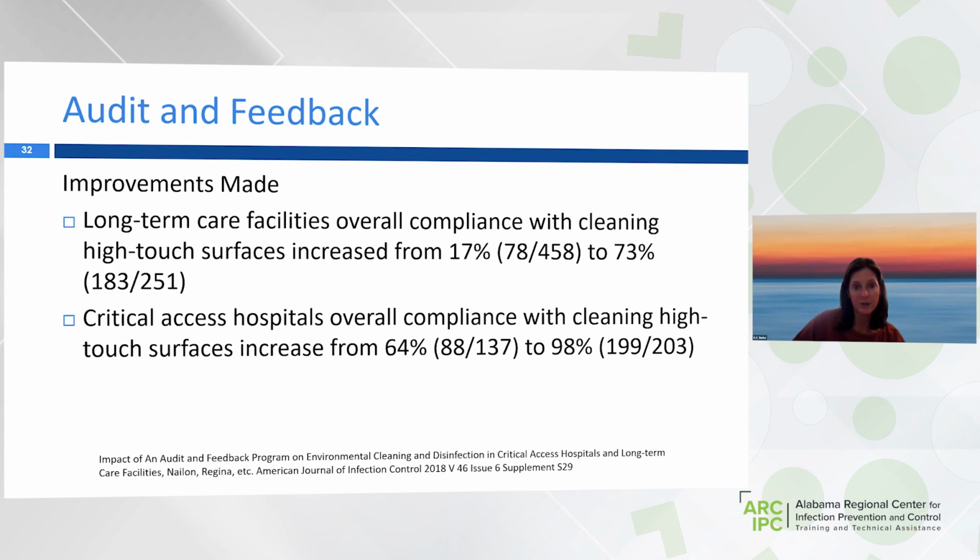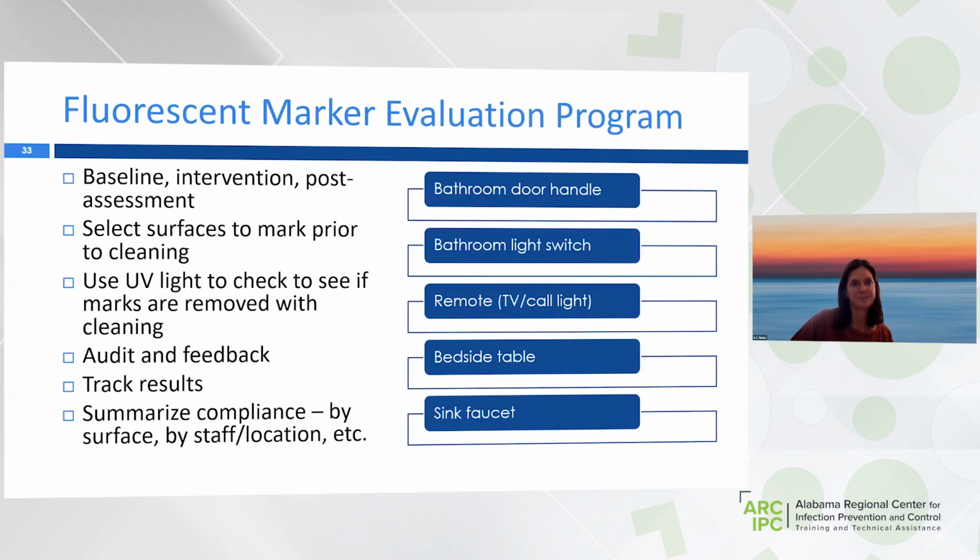So kind of looking at the improvements made here. Another example, the long-term care facilities, again, had that very low initial compliance at 17%, and then they increased to 73%. Those raw numbers are the numbers of surfaces checked, and then compliance with that. And then the critical access hospital went from 64% and increased to 98% in terms of their cleaning, again using the gel method. So again, another example out there of the validation of this process, that it really can help with performance improvement.